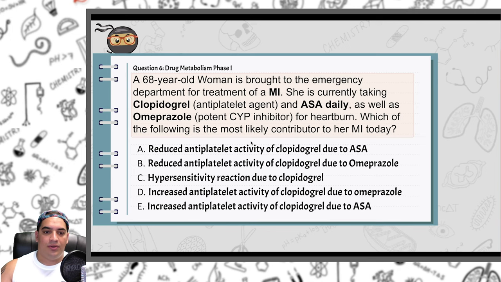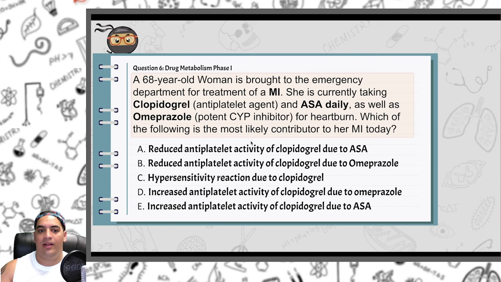She also takes omeprazole. Omeprazole is a potent CYP450 inhibitor. You can remember that the inhibitors were the key row, right? So ketoconazole, which is part of the azole family, erythromycin, ritonavir, and omeprazole. Whereas the inducers were rifampin, phenobarbital, phenytoin, and carbamazepine, okay? So the CYP450 inhibitors will inhibit the CYP450 enzyme. That means the enzyme will not convert clopidogrel from the prodrug into the active drug. You won't have active clopidogrel floating through the circulation. It won't be there to prevent thrombi from forming on a plaque. Therefore, the patient is at high risk for an MI.